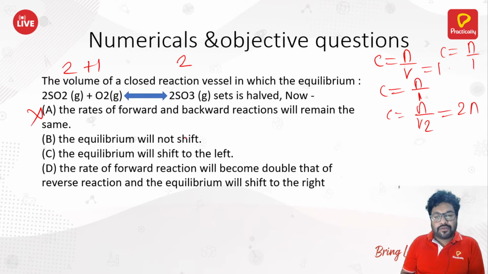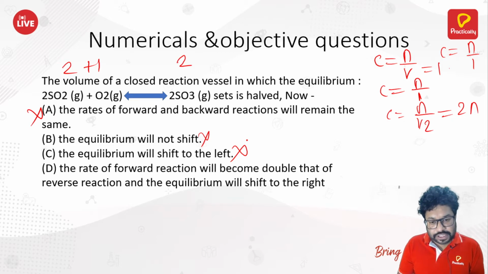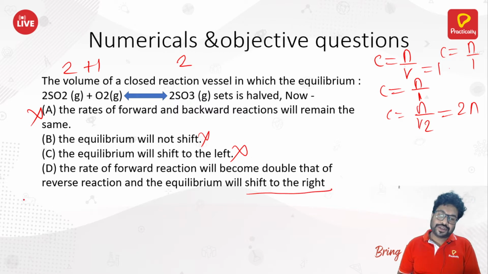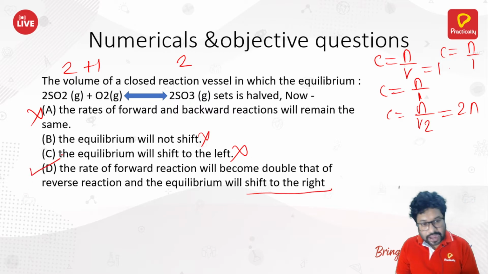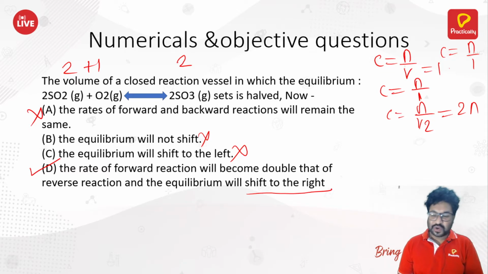Second, the equilibrium will not shift. That is also not right. The equilibrium will shift to the left. That is also not right. So we are left with only one option, which is the fourth. And what does that say? The rate of forward reaction will become double that of the reverse reaction, and equilibrium will shift to the right. Absolutely. And that is why D is the correct option in this case. Okay, moving ahead.